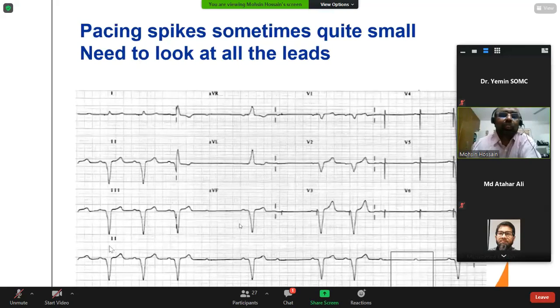In this case, the first 2-3 beats look like a QS LBBB morphology, but there is no complex. But carefully seeing, there is a spike, spike, spike. So this is the pacing spike. Sometimes it's very difficult to see with a good filtering machine, but we have to look for the pacing spike.